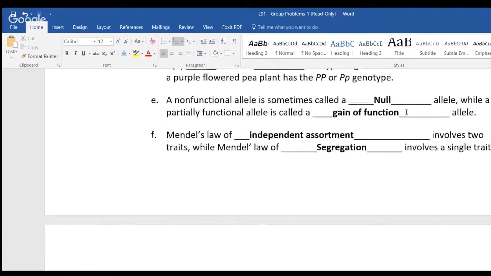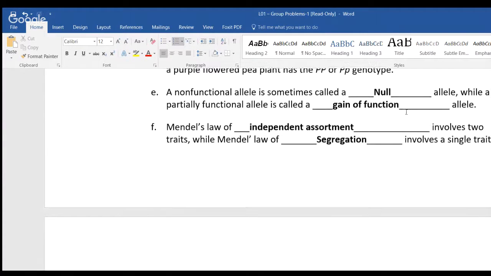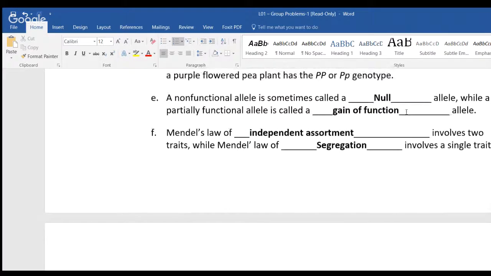For part E, we want to know what the terms are for a non-functional allele, which we call a null allele. It's null because it doesn't work. It's dead. And a partially functional allele is called a gain-of-function allele. If you look at all the options listed in the lesson, this is the only one that functions.